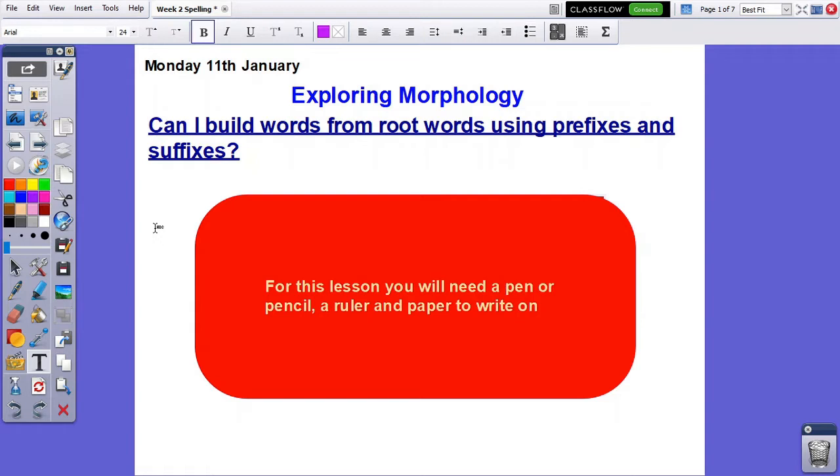So as you can see today, we are exploring morphology. And this is something we have done before. Just to remind you, morphology is the part of a word structure. So if you look at the title here, can I build words from root words using prefixes and suffixes? That is what morphology is all about. For this lesson you will need a pen or a pencil, a ruler, and paper to write on.